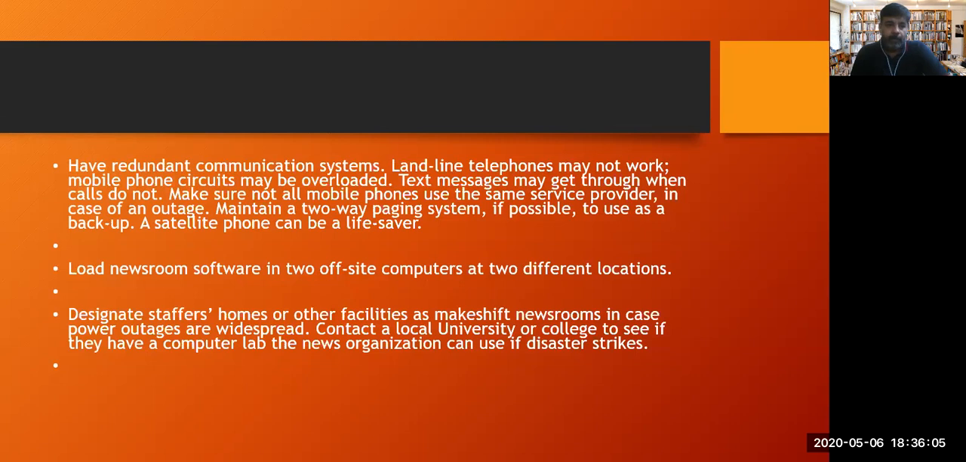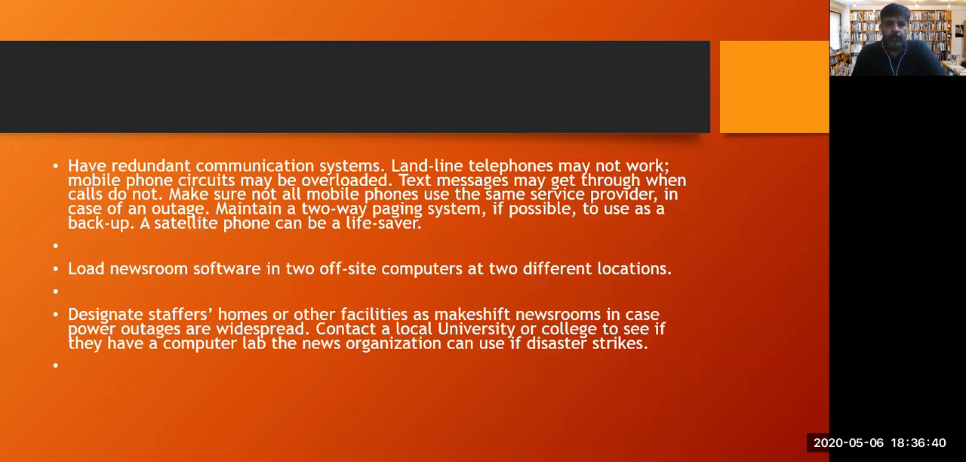Landline telephones may not work, mobile phone circuits may be overloaded, text messages may get through even when calls do not. So you need to have a backup plan as well for how you are going to communicate with your reporters. Let me give you an example. During the 2005 earthquake, mobile signals were not working in Azad Kashmir. So what was happening? Our newsroom was contacting us through satellite phones, because we had a satellite phone with us, and mobile phones were not working at that time.